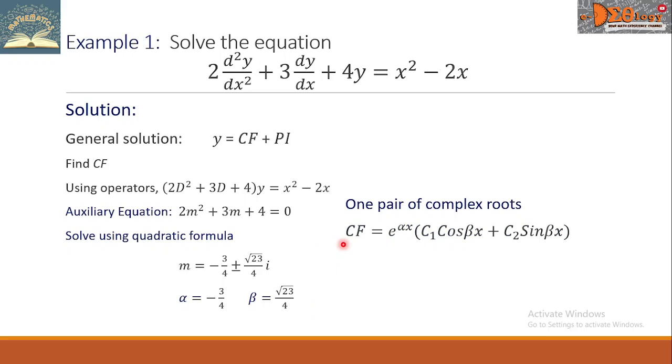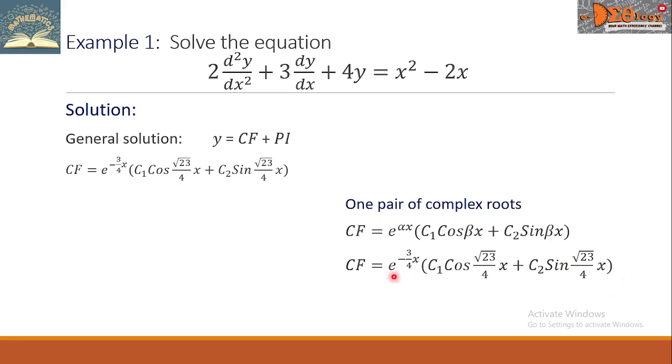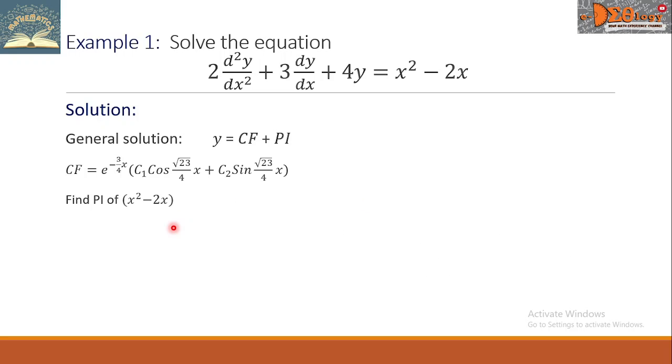So the formula for the CF is in here. Let us substitute the values of alpha and beta respectively. So we have this equation for our CF. Let us copy the CF somewhere here. Then let us find the PI of the right side x squared minus 2x. The formula is in here, then let us substitute the corresponding values.